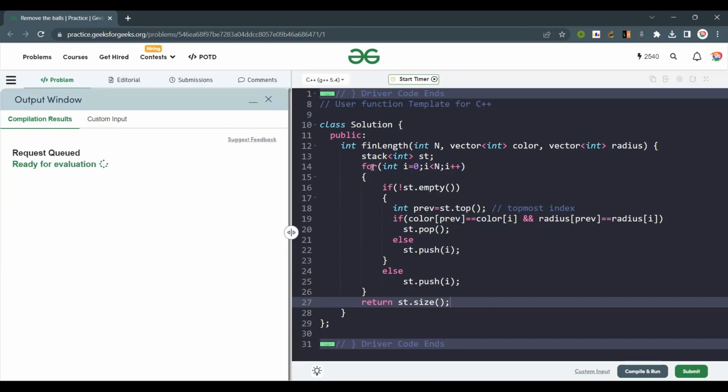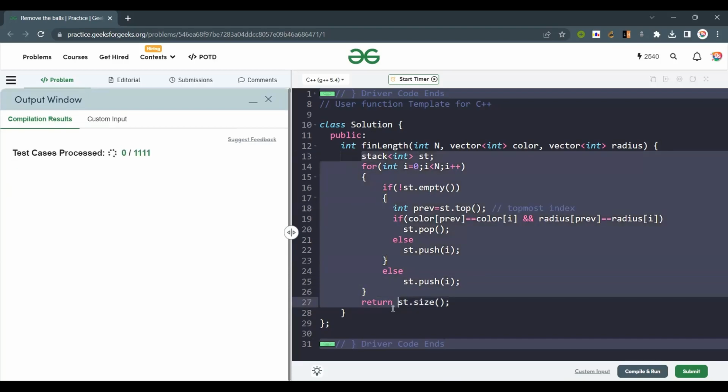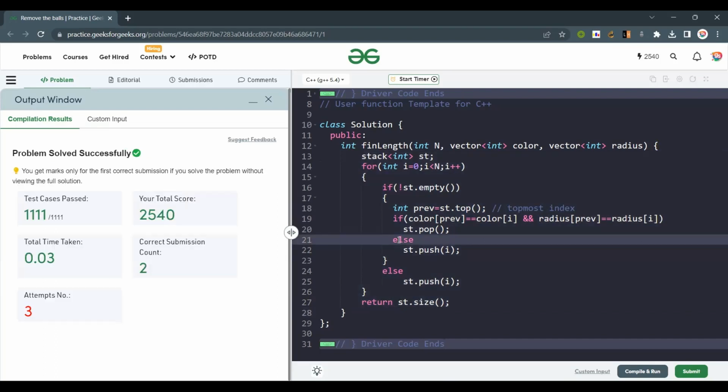Okay. Let's submit the code. So yes, it's totally working fine. So this was all about the code.